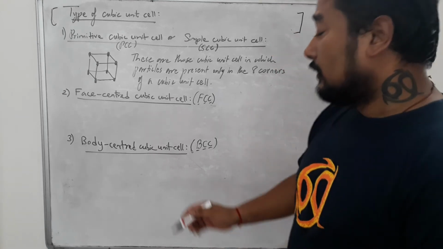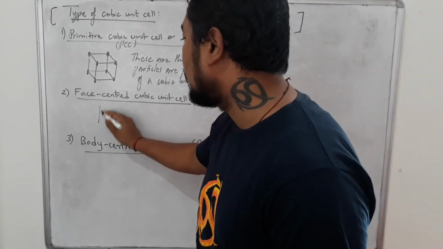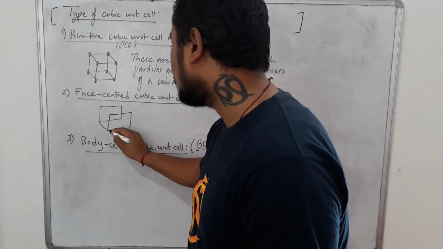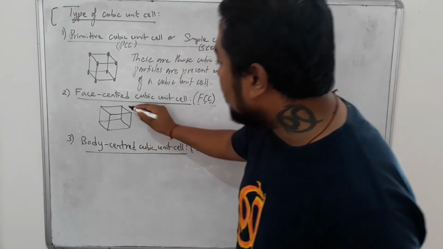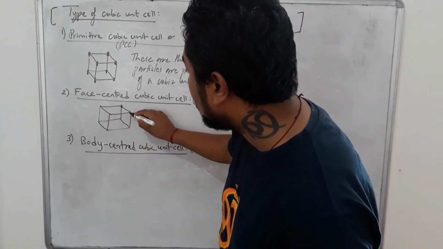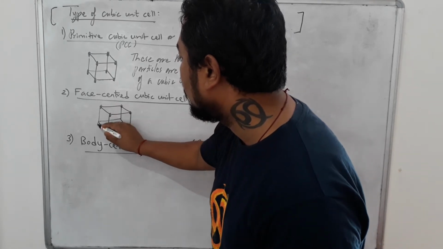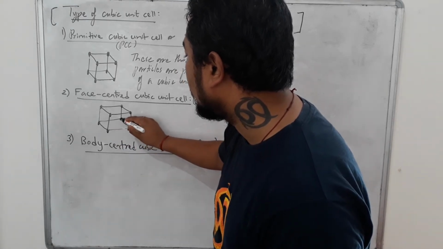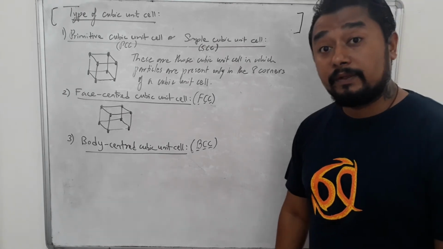Okay. Now let us see what face centered cubic unit cell means. Again I am making a cube for you. You can see here, I am making a cube for you. Now just like primitive, here also the particles are in the 8 corners: 1 corner, 2, 3, 4, 5, 6, 7, 8 corners. Particles are present in the 8 corners just like the primitive cubic unit cell.